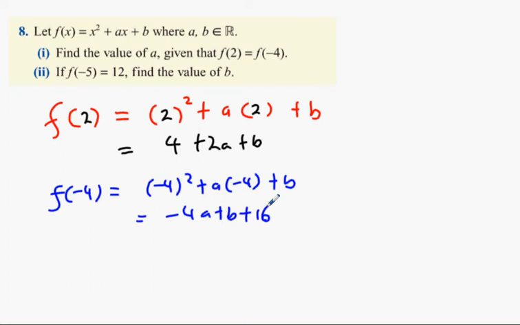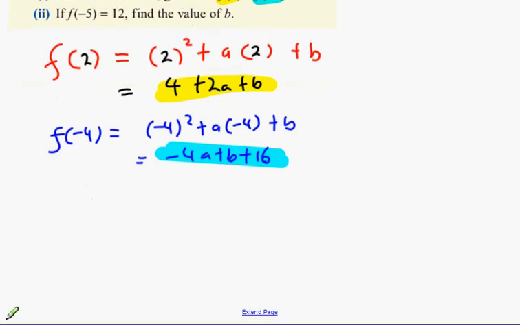What I do know is that this one equals this one here. Therefore, it's logical to put them both equal to each other and see what happens. 4 plus 2A plus B equals minus 4A plus B plus 16.